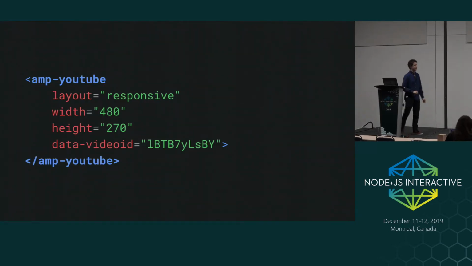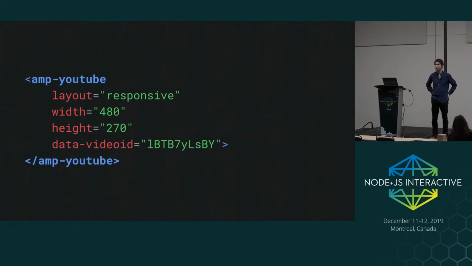So here's an example of a web component. This here embeds a YouTube video on your site. Instead of using YouTube's JavaScript, use this component instead. A few things are notable about this. The first attribute is called layout. It says layout equals responsive. When AMP sees this, it will automatically take your YouTube video and shrink it and grow it as the container shrinks and grows. It does this all for you out of the box.